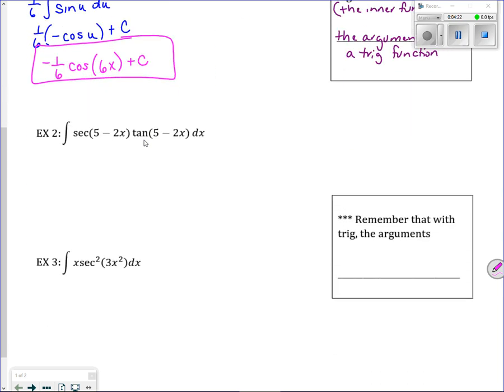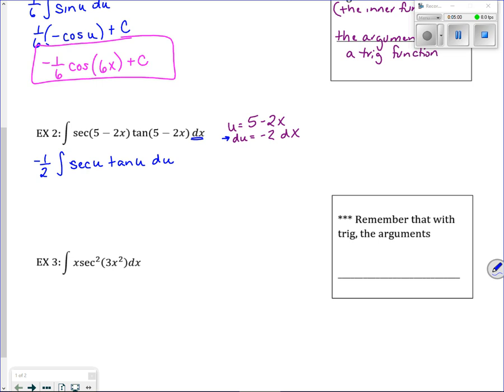Let's try example 2. What do you think a good u would be? You guessed it. 5 minus 2x. I see trig. I think maybe the argument. Du is negative 2 dx. So what's my sub? I have secant of u, tangent of u. I've got to also substitute for dx. Looking right here, that's going to be du over negative 1/2.